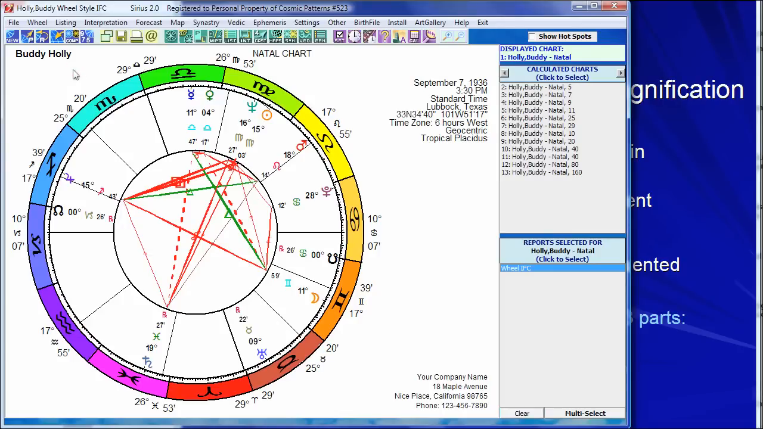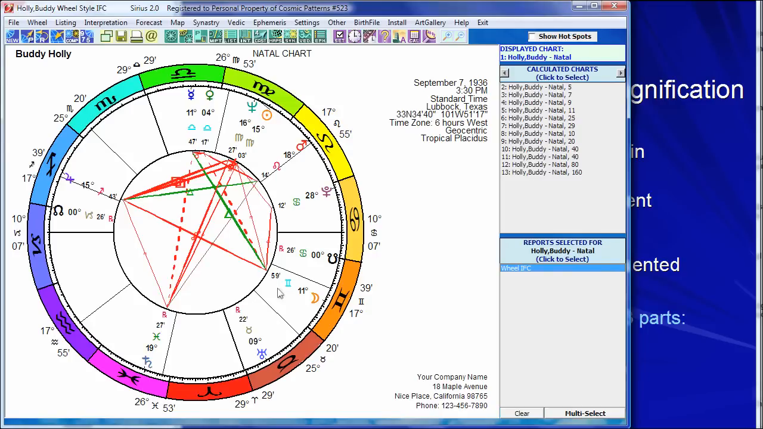This is the chart of Buddy Holly, same chart we were looking at before. This is his natal chart, and he has a very strong Moon trine Mercury aspect. By strong we mean the orb is small. Mercury is 11 Libra 47. Moon is 11 Gemini 59. It's only a 12-minute orb. Okay, so we have a very close Moon trine Mercury aspect.